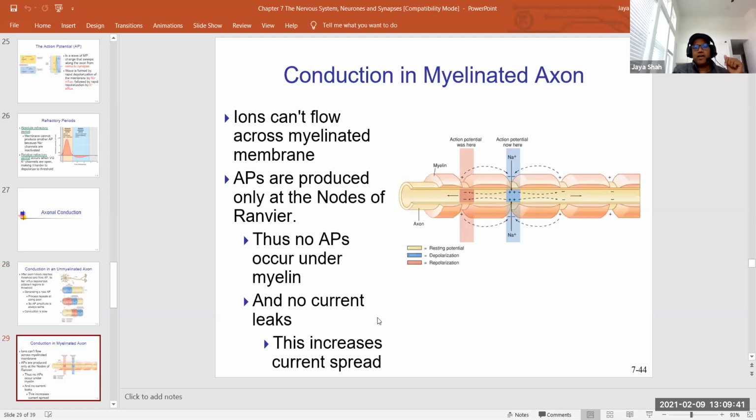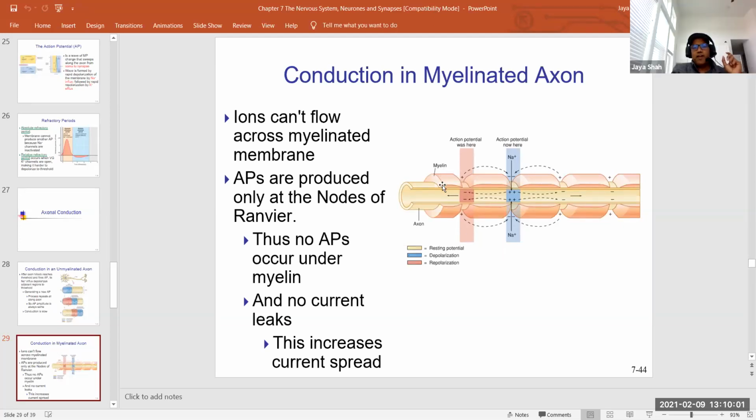Let's see myelinated axon. So this is the section of axon here now, but it is myelinated. You see myelin sheath here, here, here, here, and there is a gap between the myelin sheaths. What is that gap called? Node of Ranvier. Good. That is called node of Ranvier.